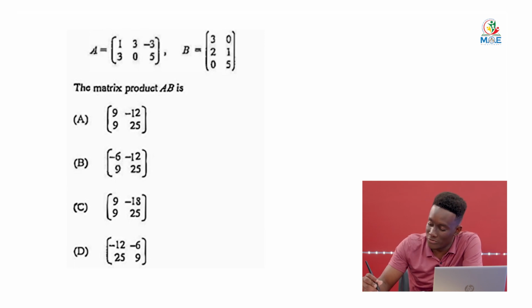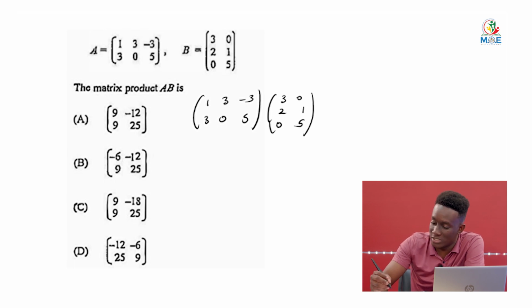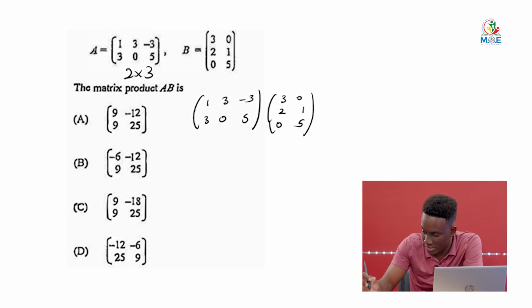So let's go. Let's put down the matrix A. So 1, 3, -3, 3, 0, 5. And the matrix B, which is 3, 0, 2, 1, 0, 5. Then we want to multiply this. So we know this is a 2 by 3 matrix, and this one here is a 3 by 2. So we know they are compatible, and the product will be a 2 by 2 matrix. So we should keep that at the back of our mind.